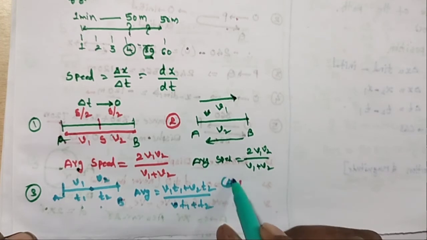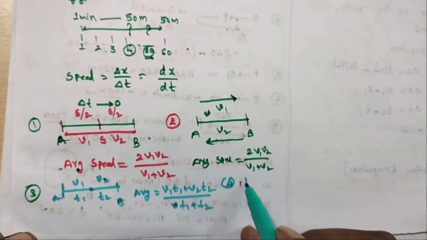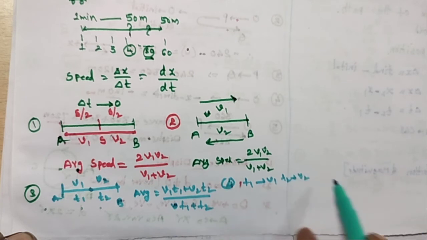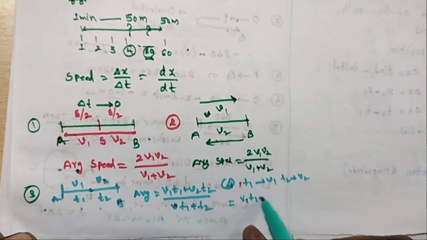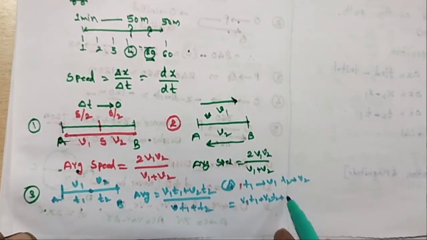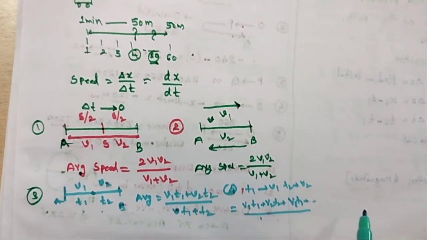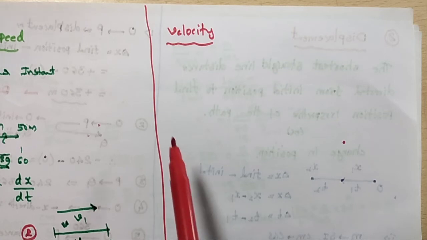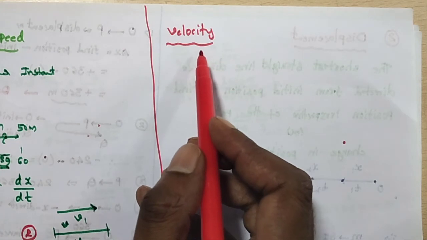Next, the fourth one. The body travels between two positions A to B with time interval T1 at velocity V1, T2 at velocity V2, and so on. How to calculate the average speed? It is V1 T1 plus V2 T2 plus V3 T3 and so on, by T1 plus T2 plus T3 like this. The second topic is the velocity. So the speed is completed. Now I will discuss the velocity.